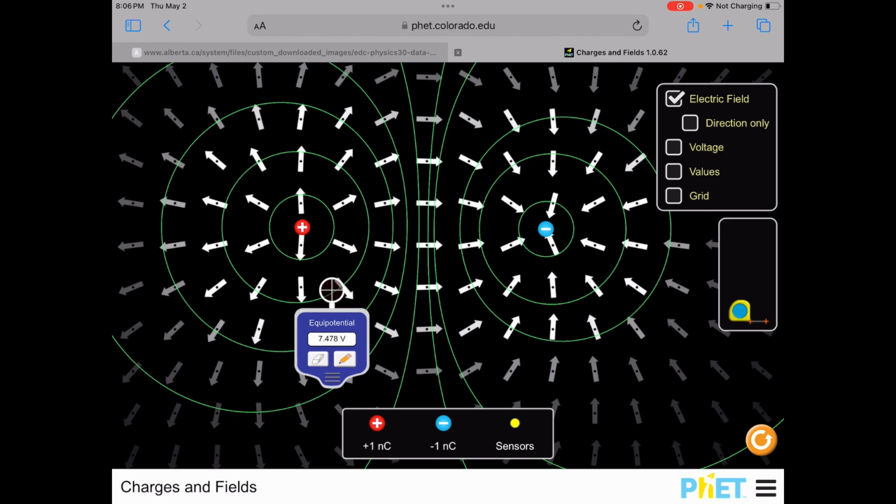You only change the potential energy by moving with or against the electric field. So if you're moving perpendicular to the electric field, your potential energy stays the same. In other words, you're moving along an equipotential line by moving perpendicular to that electric field.